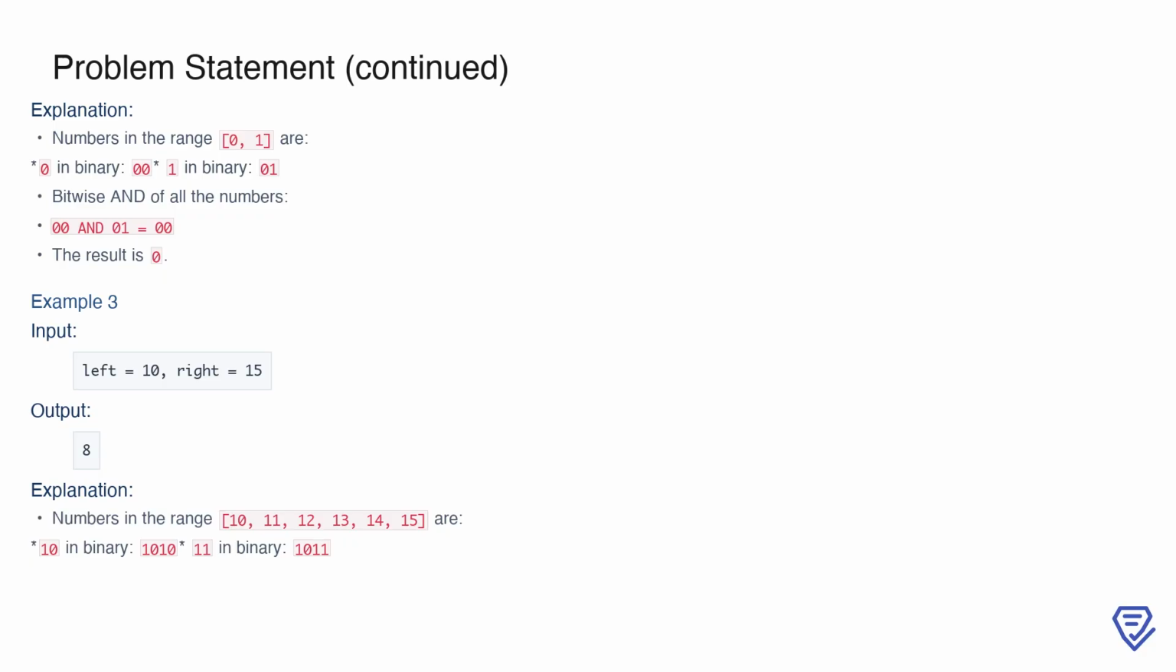This highlights an important property. If the range includes 0, the end result will always be 0 because any number ANDed with 0 will result in 0. Let's continue to another example with a larger range.